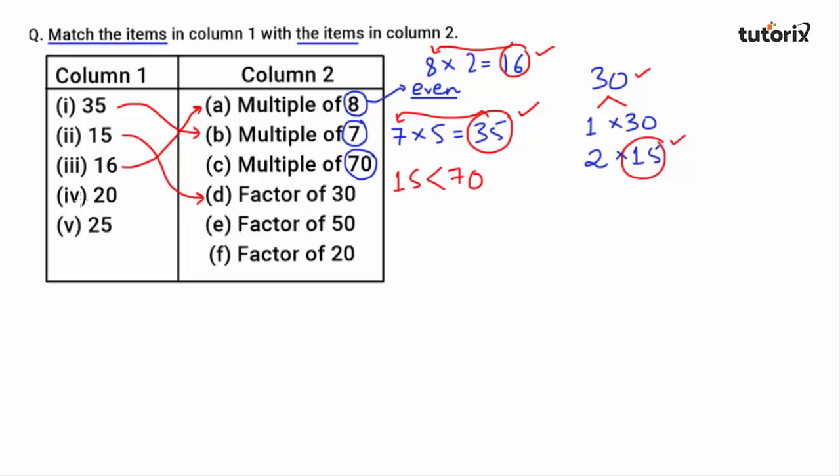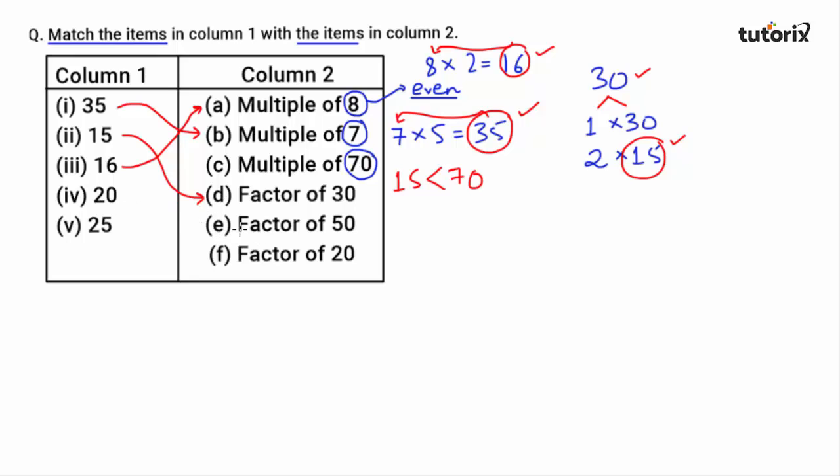Let us move on to number 4. The fourth number is 20. So A is taken, B is taken, we look at C. Can 20 be a multiple of 70? Of course not. We have already discussed a multiple of 70 will either be equal to 70 or greater than 70. So no, 20 cannot be a multiple of 70. Now option D is taken, so we look at option E.